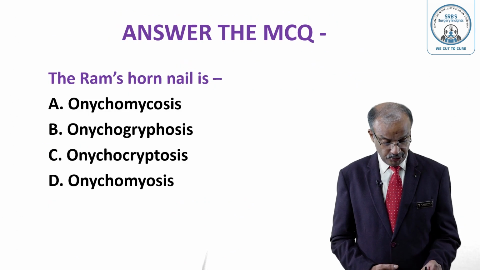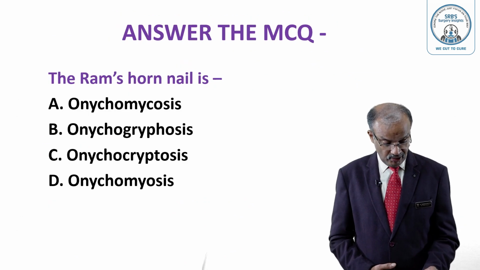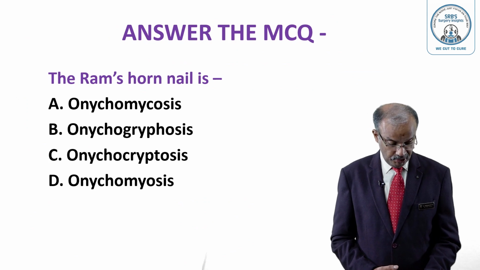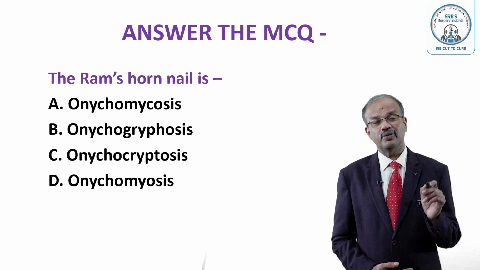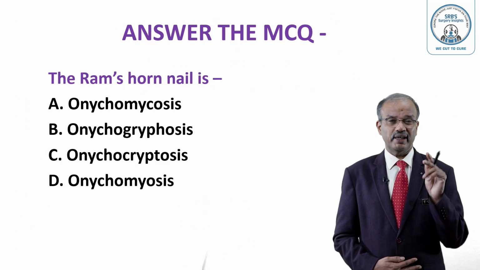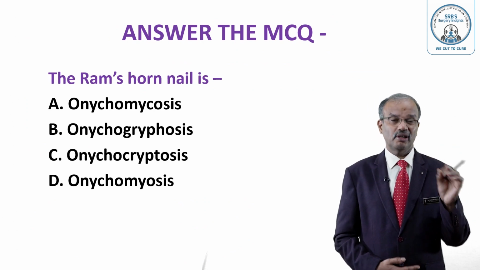So answer the MCQ. The ram's horn nail is: onychomycosis, onychogryphosis, onychocryptosis, onychomycosis. So students, put the right answer in the comment box. I'll get back to you.